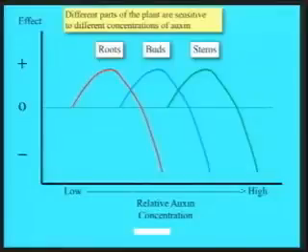If we look at different parts of the plant, you can see that there are different levels of sensitivity to different concentrations of auxin. Here you can see the concentration of auxin from low to high on the x-axis, and the growth effect on the y-axis, positive from here up, negative from here down. For roots, axillary buds, and stems, we have a different type of response at different concentrations of auxin. There are some levels of auxin that have a strong positive response on root growth, and higher concentrations have a negative impact on root growth.